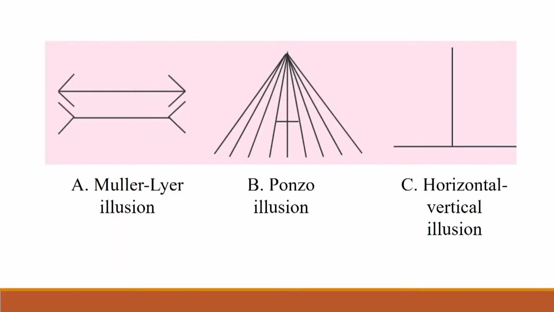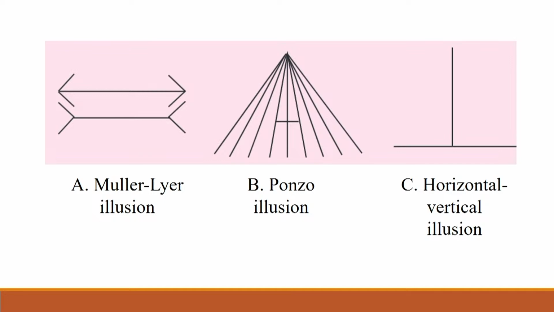Examples of illusions could be Muller-Lyer, Ponzo illusion, or horizontal vertical illusion. So let's see. In the first figure, it shows you the Muller-Lyer illusion. I'll ask you, which line do you think is longer, the first one or the second one? In figure A, whether line A is bigger or line B is bigger. Most probably you might think that the second line is longer in comparison to the first one.